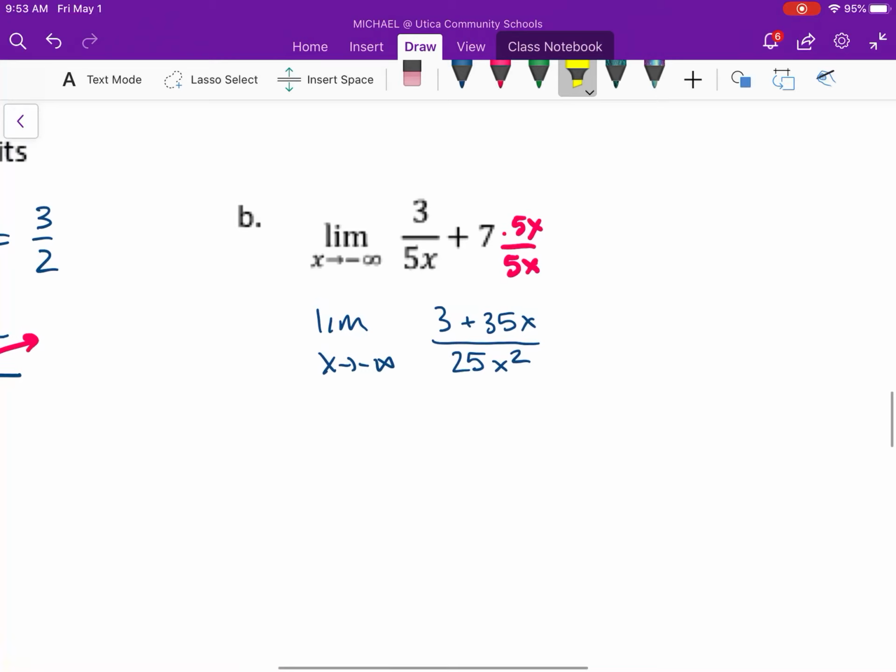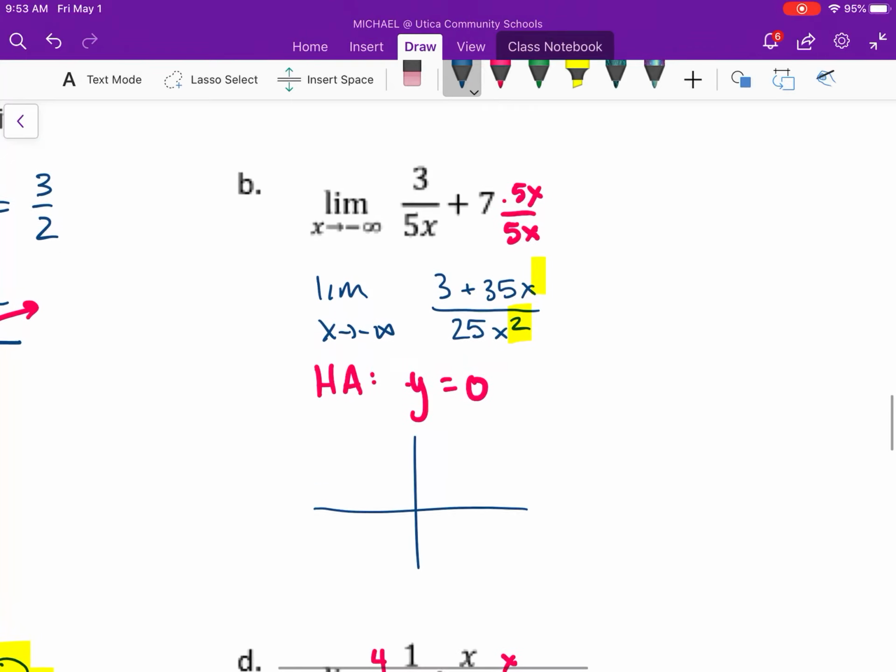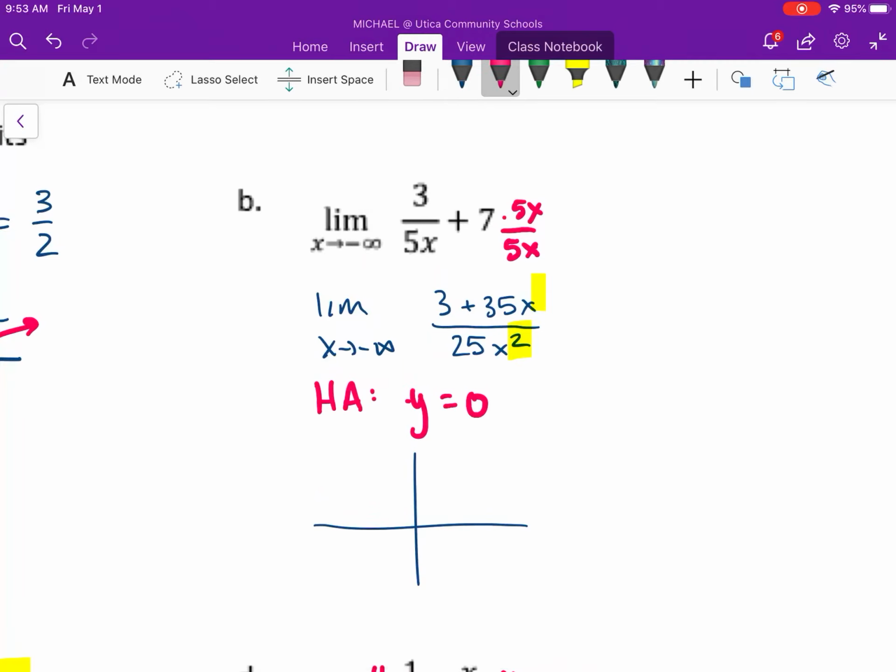So looking at the leading coefficients, the degrees, in this case the degree of the top is a 1, the degree of the bottom is a 2. So that tells me that there's a horizontal asymptote at y equals 0. Again, graphically, we have a horizontal asymptote at y equals 0.